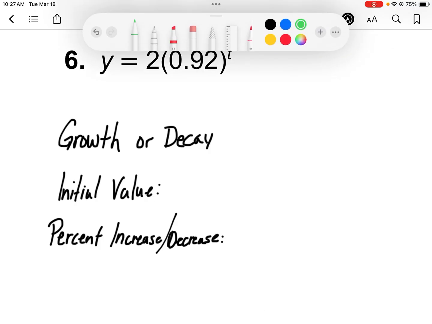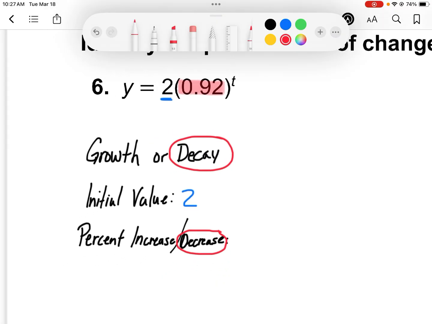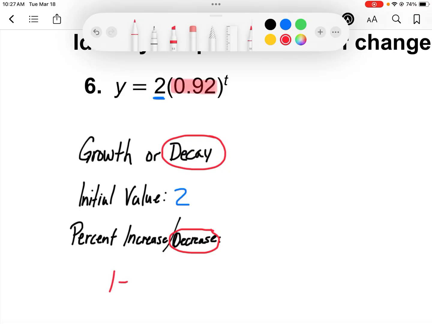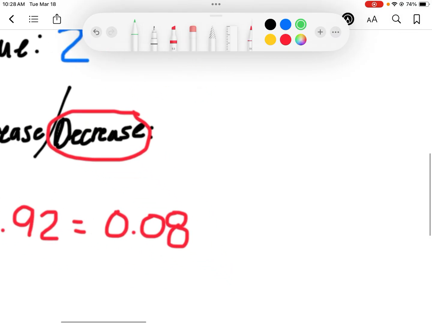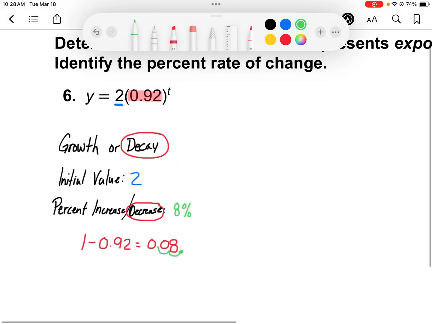Same type of question. Growth or decay, I look at my base. That is smaller than 1, so we have decay. So that means this is a percent decrease. My initial value, A out here, would be 2. And now for what is the percent, I'm just looking at how much off of 1 this is. And use a calculator. I get 0.08. And now to make that a percent, I'll multiply by 100 and get 8% decrease.